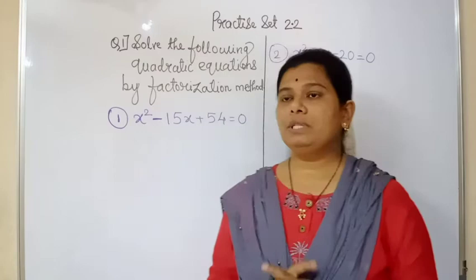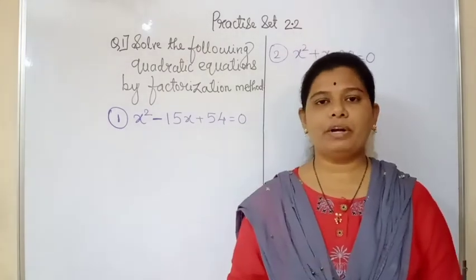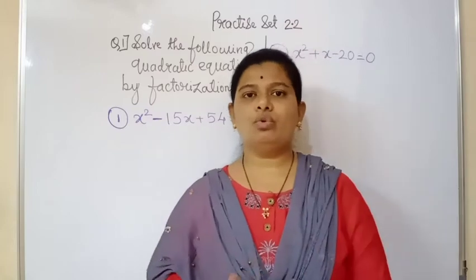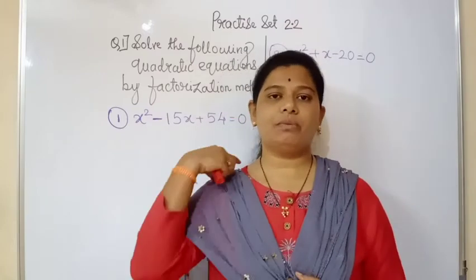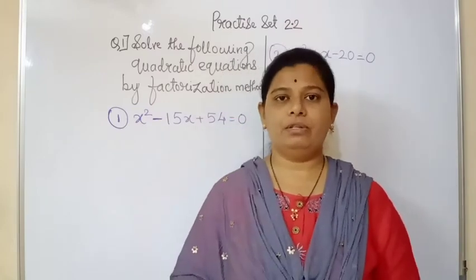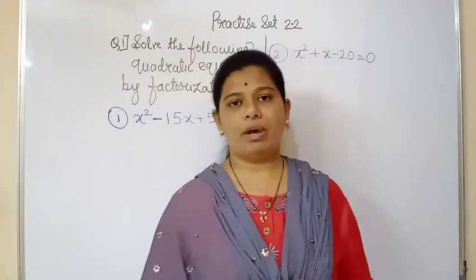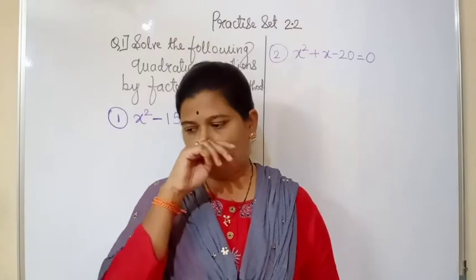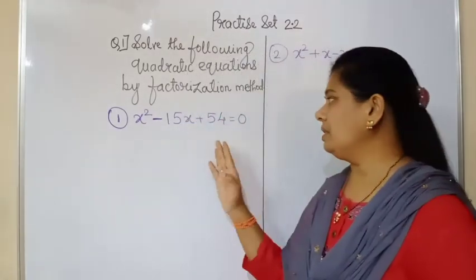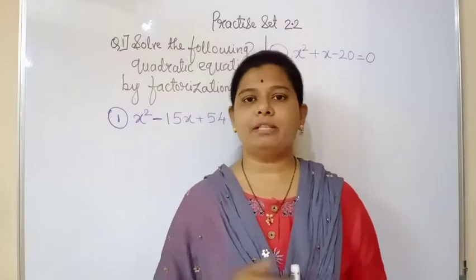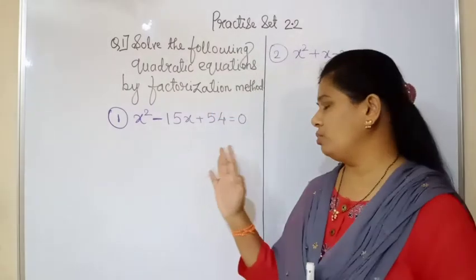So today we will see how to solve quadratic equations by the factorization method. Last year you also studied this factorization method, how to find the factors of the given quadratic equation. So the same thing we are going to repeat here once again. So what is given here? I have written the equation: x square minus 15x plus 54 equal to 0.